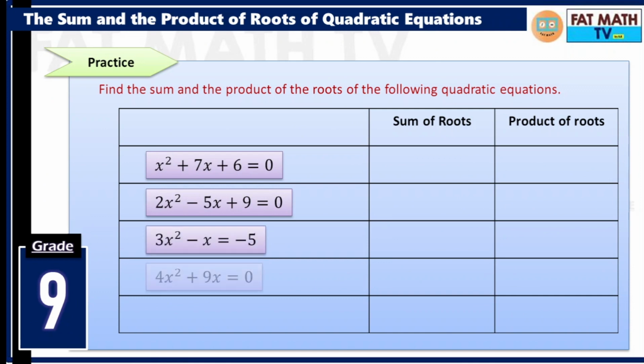Let's have some practice. Find the sum and the product of the roots of the following quadratic equations. So we have here 5. Number 1, x squared plus 7x plus 6 equals 0. Number 2, 2x squared minus 5x plus 9 equals 0. Number 3, 3x squared minus x equals negative 5. And then 4x squared plus 9x equals 0. And lastly, 5x squared equals 10.